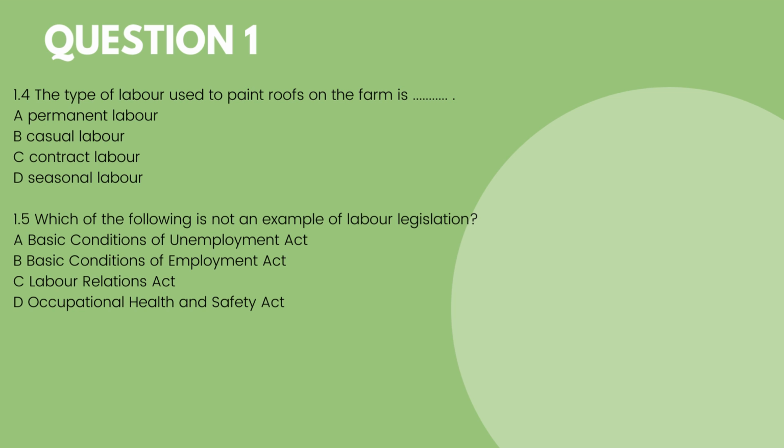1.5, which of the following is not an example of a labor legislation? So we have mentioned all the legislation acts. Now, which one is the correct one, right? A, Basic Conditions of Unemployment Act. B, Basic Conditions of Employment Act. C, Labor Relations Act. D, Occupational Health and Safety Act. So which of the following is not an example of labor legislation? The correct answer there is A.